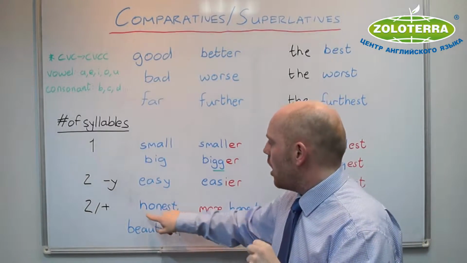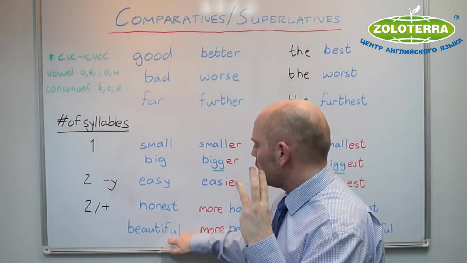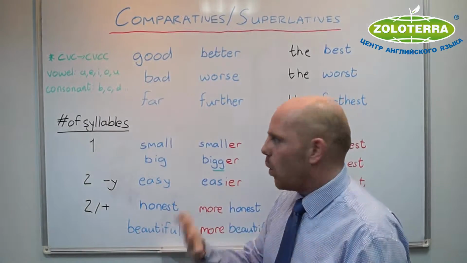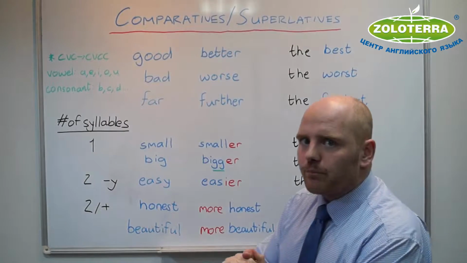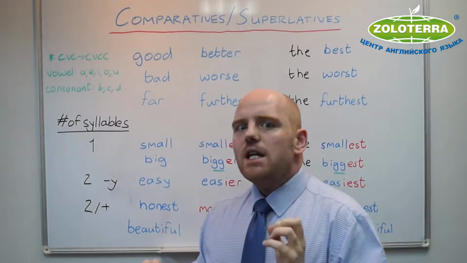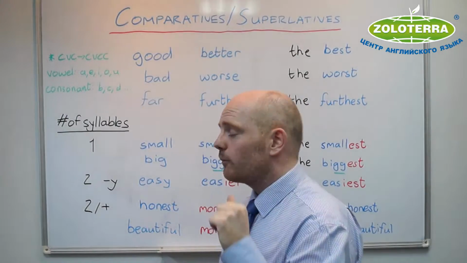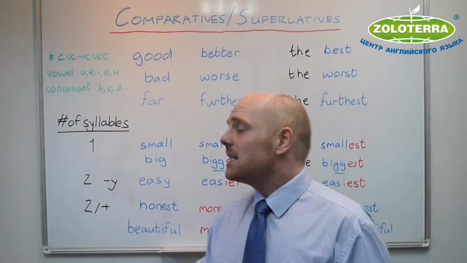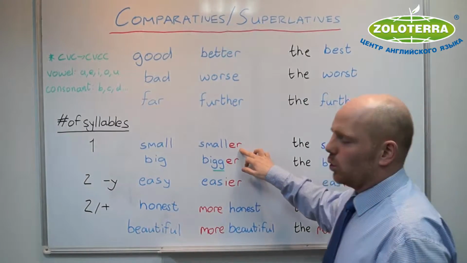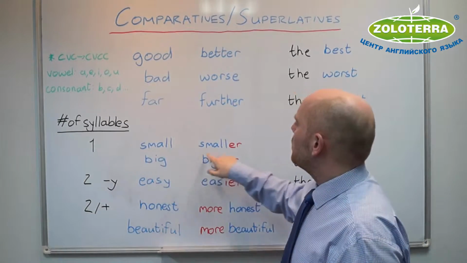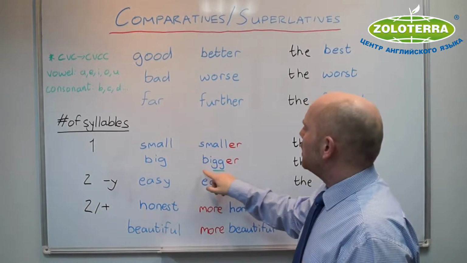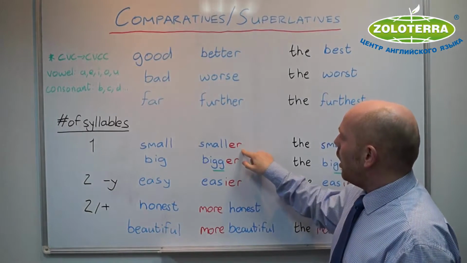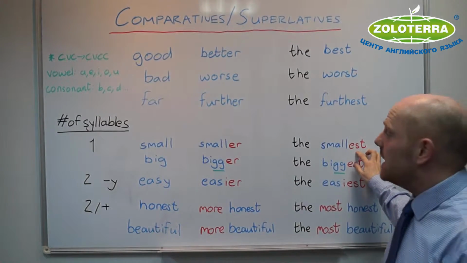Easy, 2. Honest, 2. Beautiful, 3. Beautiful has 3 syllables, small and bad have 1. Okay, so the first rule: if an adjective has 1 syllable, small and big, all we have to do is add er. So small becomes smaller, big becomes bigger. And then for the superlative, instead of er, we add est.